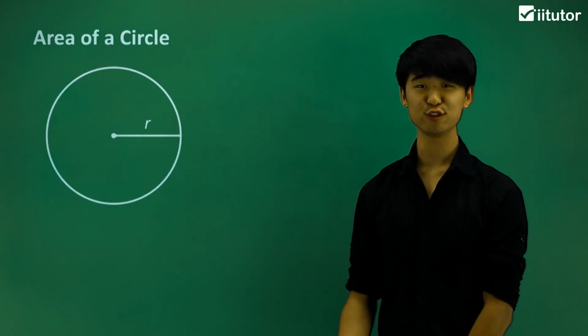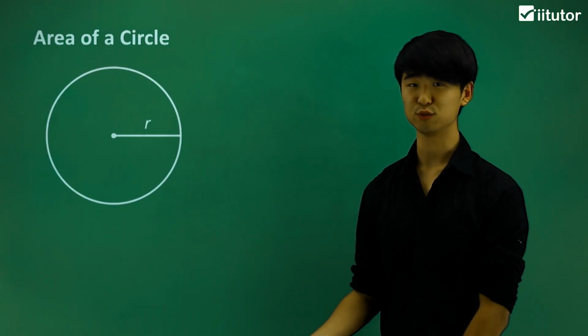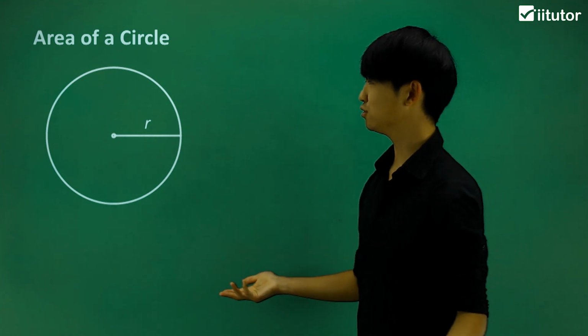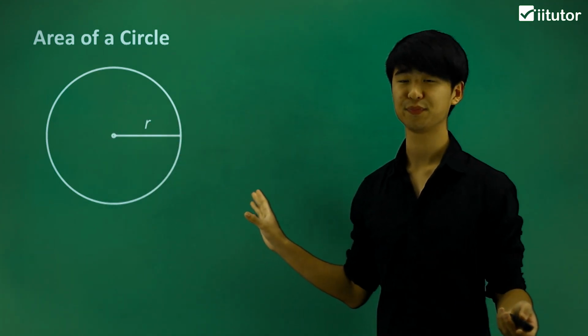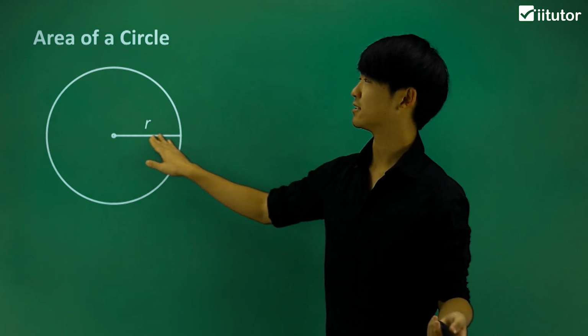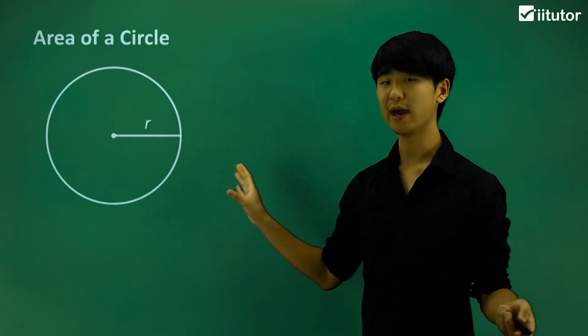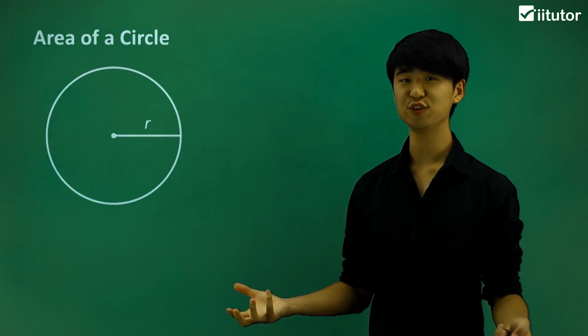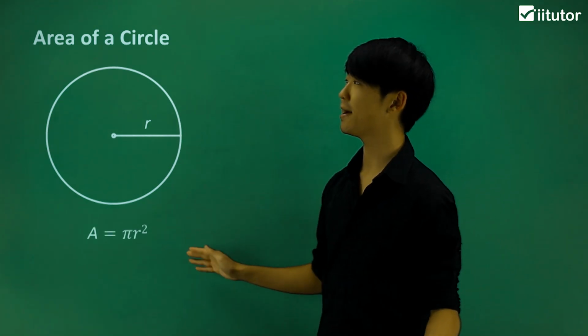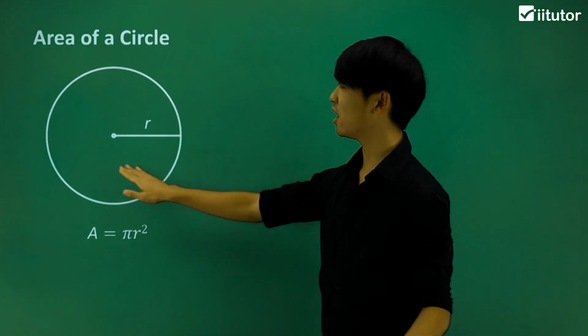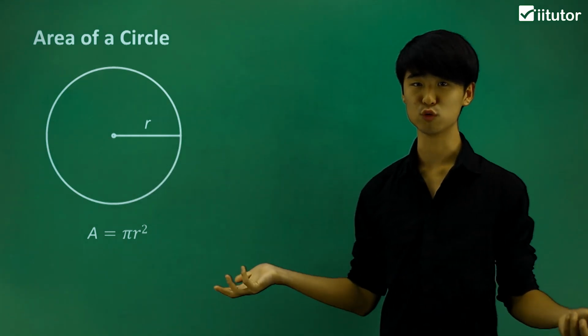We're going to learn how to find the area of a circle. By the area of the circle, I mean the space inside this shape, with any given radius of r. Knowing that, we have a very handy formula that we can use, which is area equals pi r squared, the r being the radius of the circle.